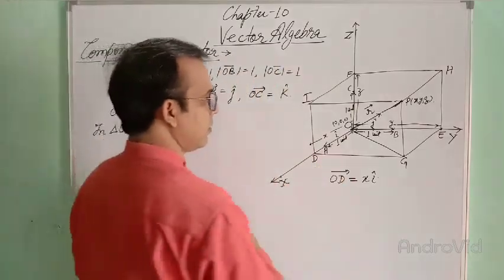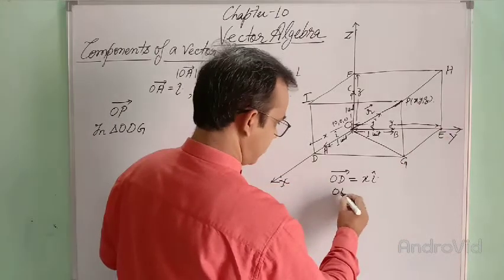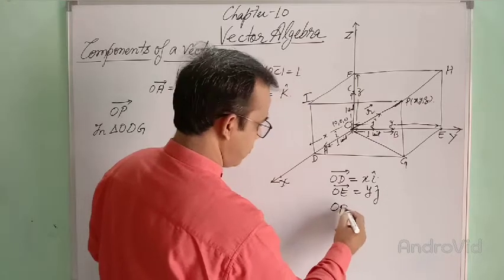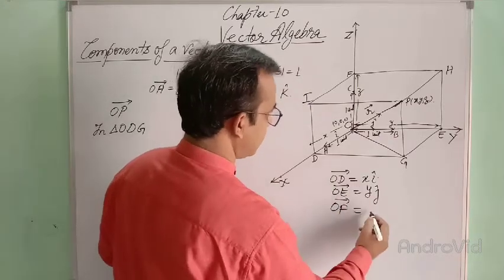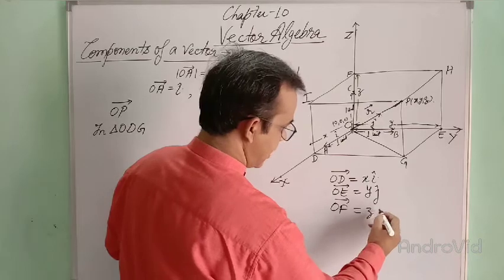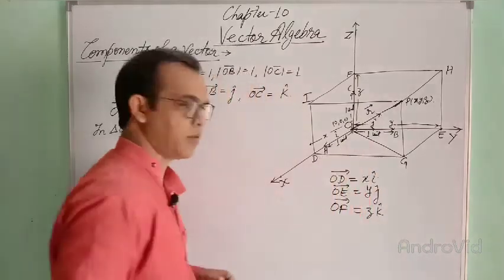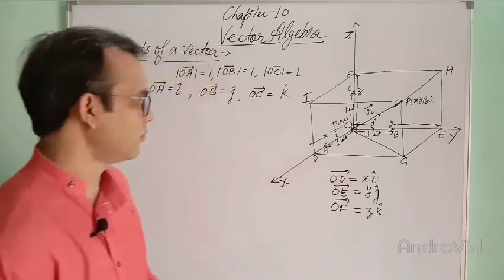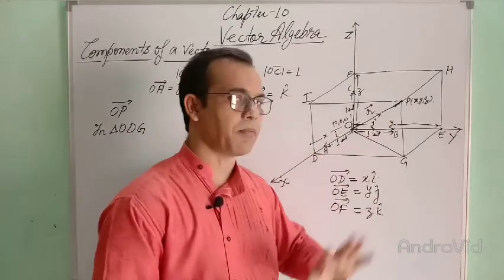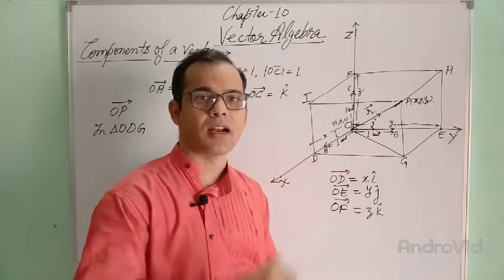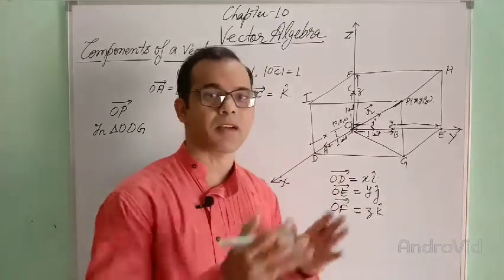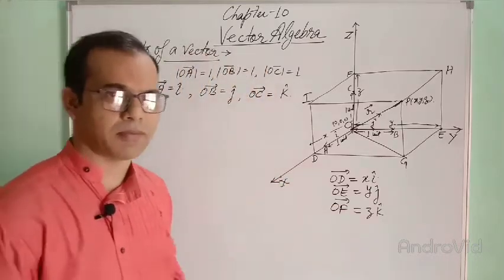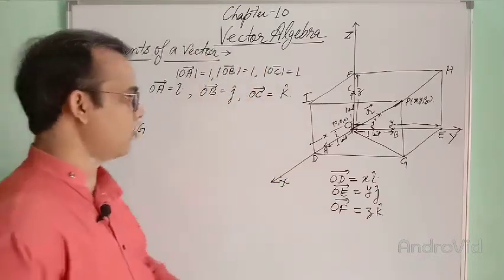The same way we can get the vector OE. The vector OE equals y j cap, and the vector OF equals z k cap. So this way we have the vectors OD, OE and OF, because i cap, j cap and k cap are the unit vectors and small x, y, z are the lengths. So these lengths will be multiplied by the unit vector to get the vectors OD, OE and OF. It must be clear.